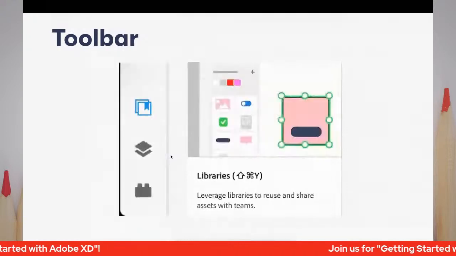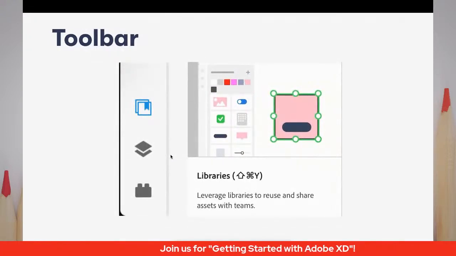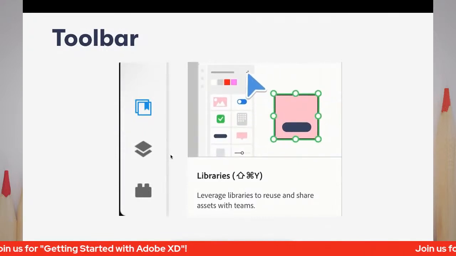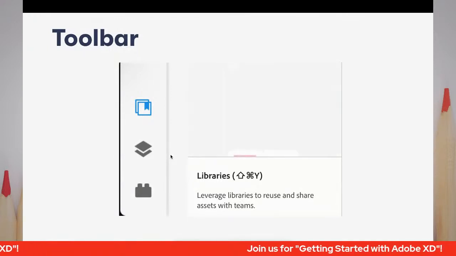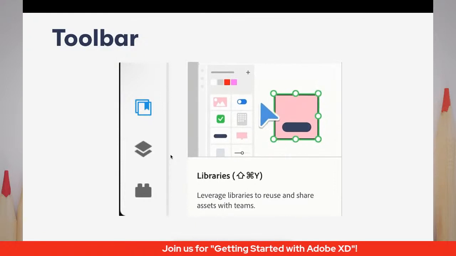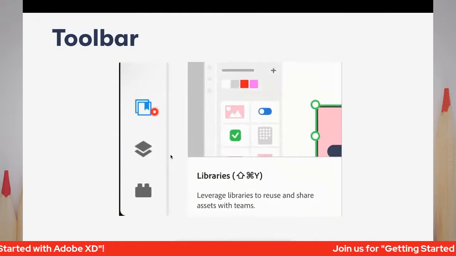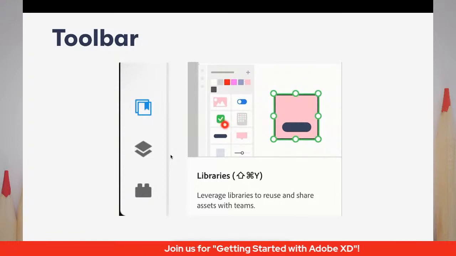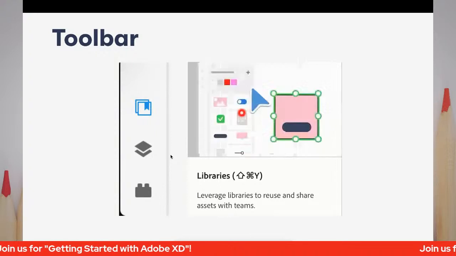Below those toolbars, we have these three other tools that you could use. One is libraries. On the libraries, you can add assets, and you can reuse them and share them within your teams. You can add them when you press the assets tool. You can add colors, text. So it will create a library for your project.